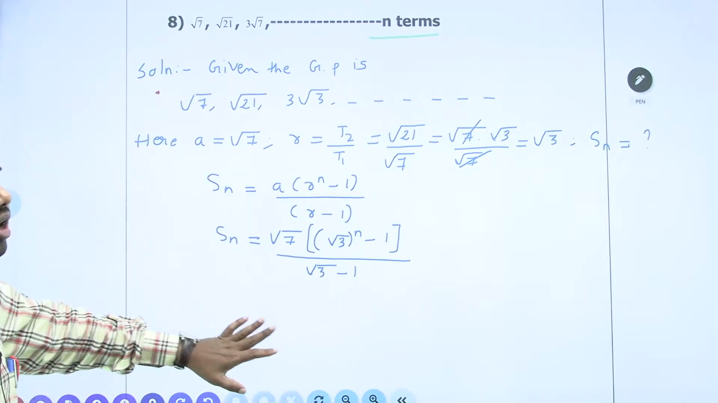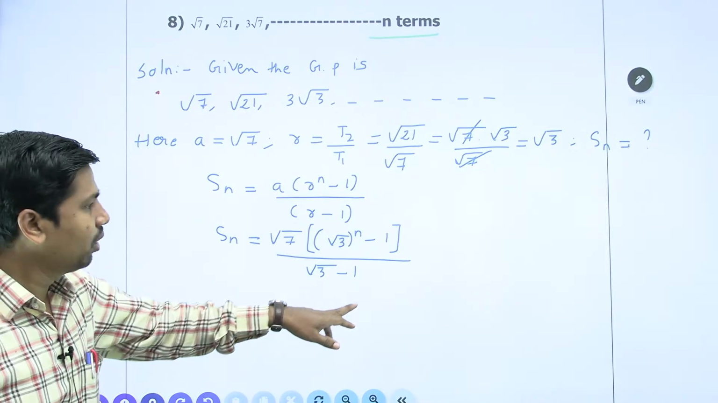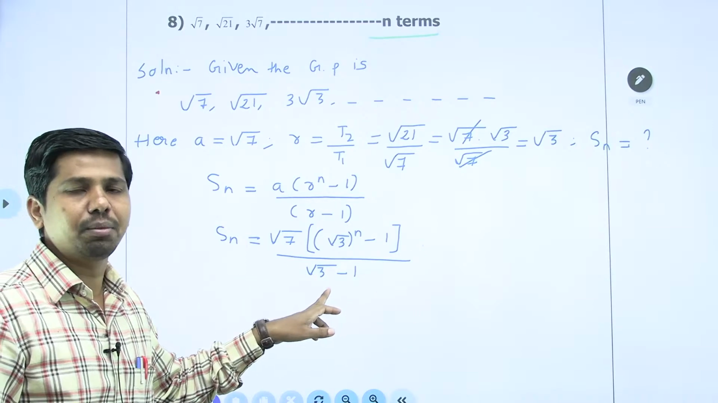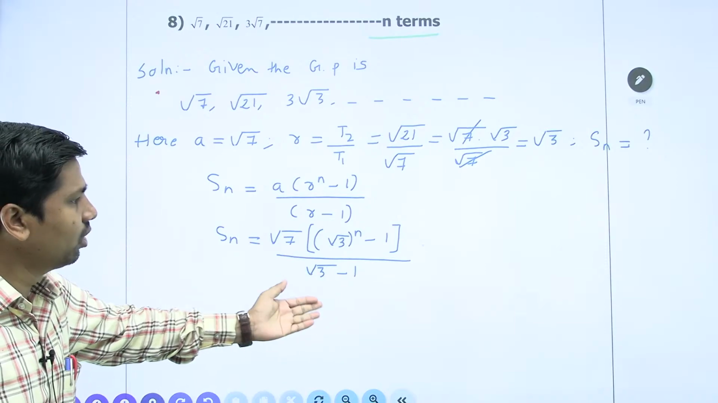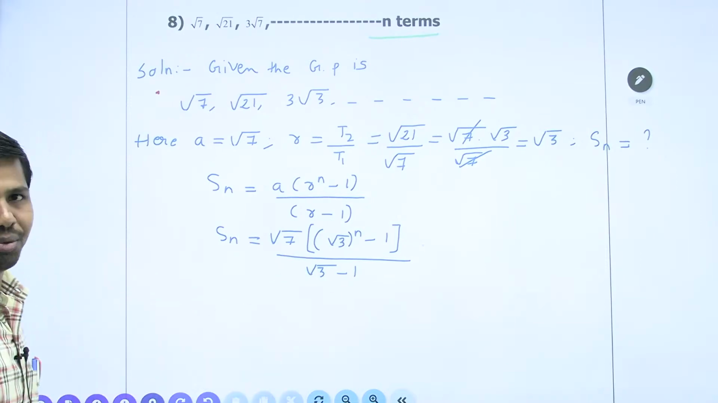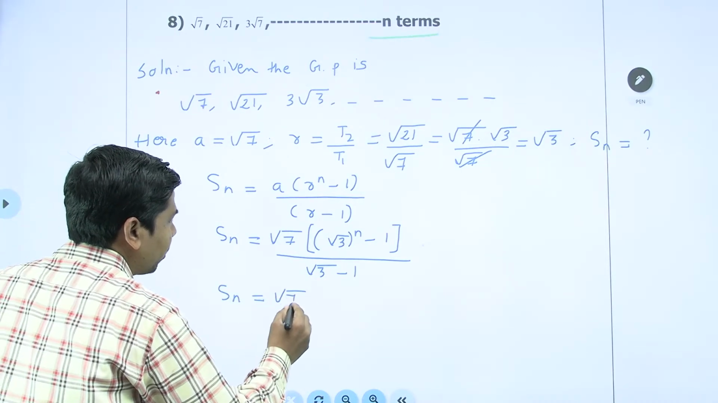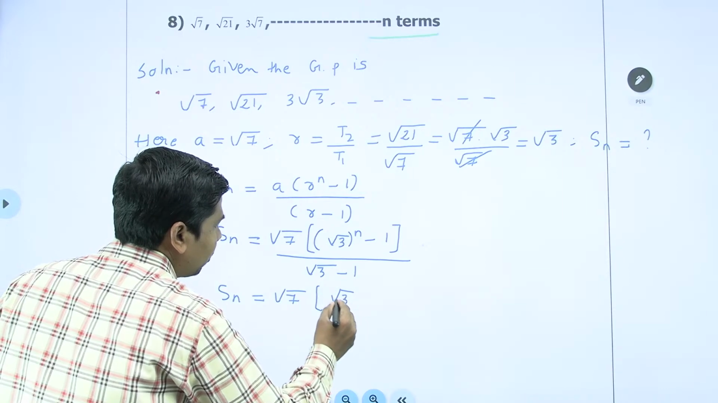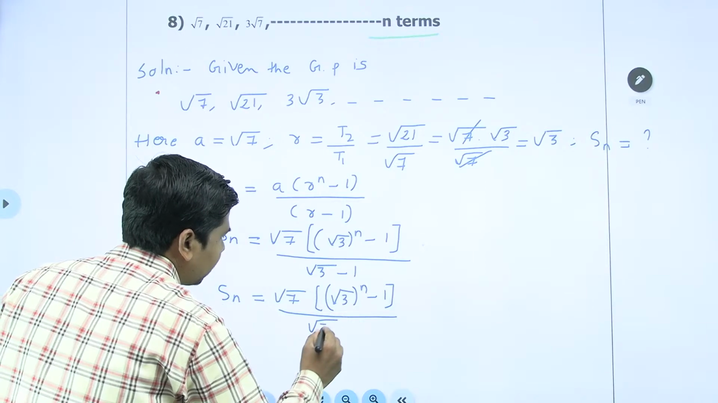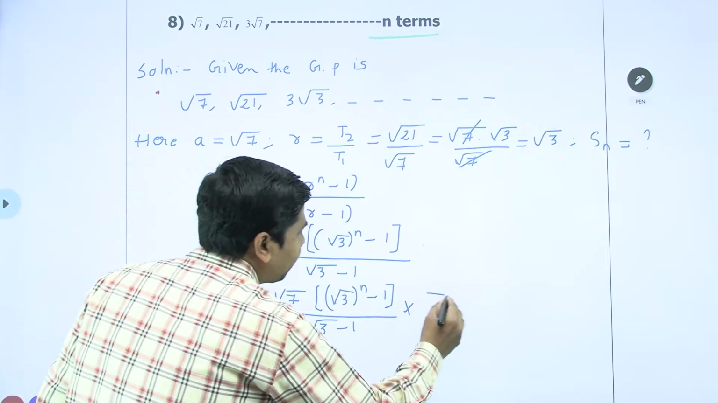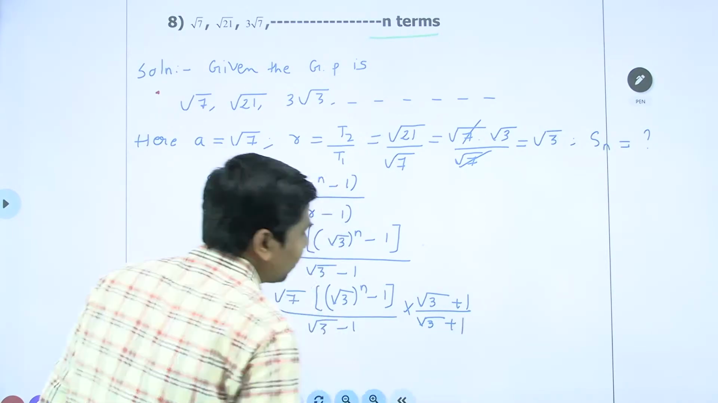Right, after this you can keep it like this, or else let us go for the simplest method, that is convert into simplest form, multiply and divide by the conjugate of the denominator. The conjugate of the denominator root 3 minus 1 is root 3 plus 1. Up to here also it is fine. So if you multiply and divide by the conjugate of the denominator, it is root 7 into root 3 to the power n minus 1 divided by root 3 minus 1, multiplied by root 3 plus 1 and divided by root 3 plus 1.